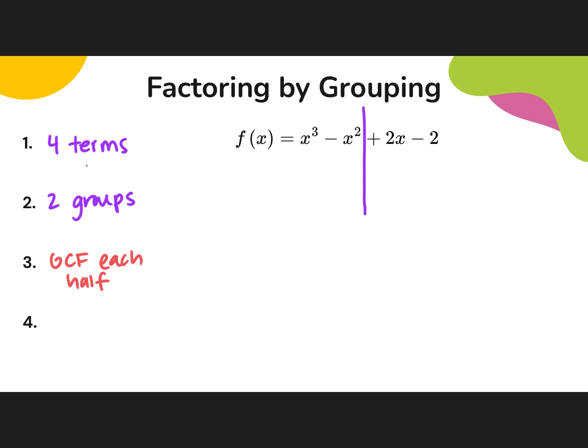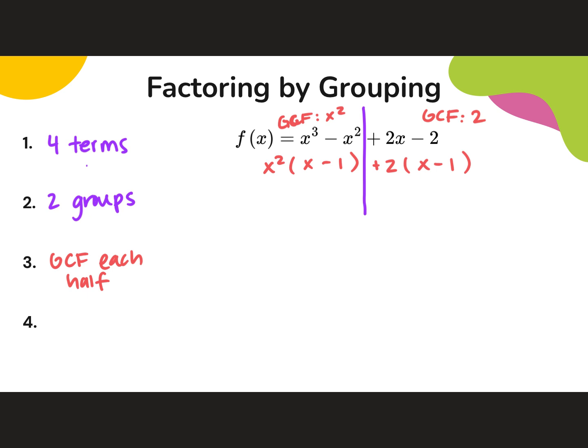So on the left-hand side, those first 2 terms have a GCF of x squared. I'm going to pull that out in front. When I do, I'm left with x and a negative 1. In the second half, I have a greatest common factor of 2. When I divide that out in front, I'm left with x minus 1.